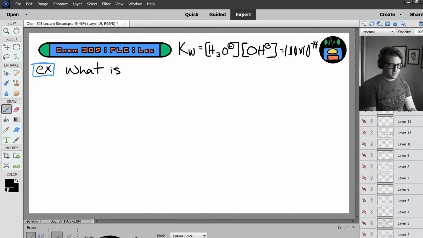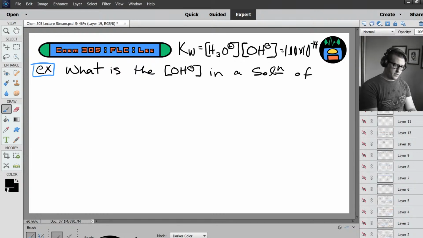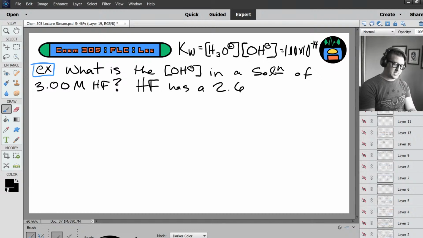What is the molarity of hydroxide in a solution of 3.00 molar hydrofluoric acid? We need one more piece of information. Hydrofluoric acid has a 2.6% ionization.